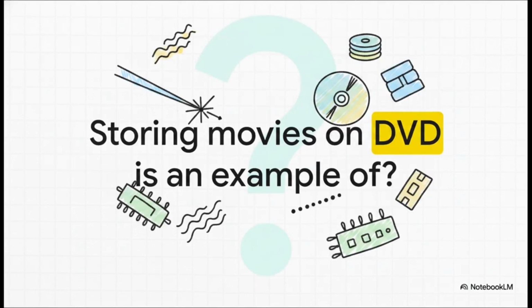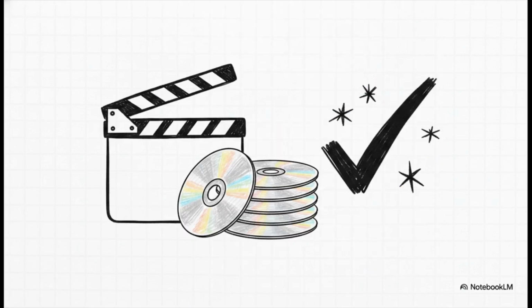Let's try a real-world scenario for question 4. A student stores movie files on DVD. This is A. Semiconductor storage, B. Magnetic storage, C. Optical storage, D. Primary memory. And the answer is C, optical storage. DVDs, just like CDs and Blu-rays, are classic, everyday examples of optical disc technology.